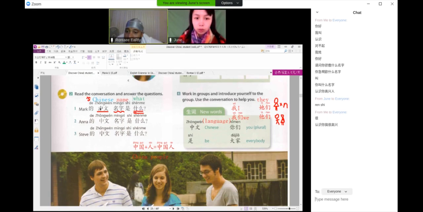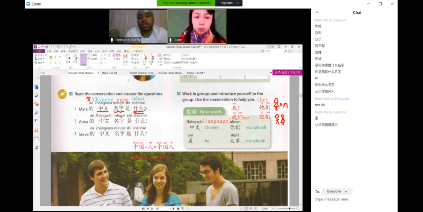So I would say, Mark 的中文名字是什么? That means, what is Mark's Chinese name? In Chinese, the order we put it is like this, right? Because when we answer, we just need to replace the question word part, which is 什么. When you say Mark's Chinese name is 马克, the order in Chinese is the same as how you say it in English. But when we question it, we just need to change the part we want to ask into a question word.